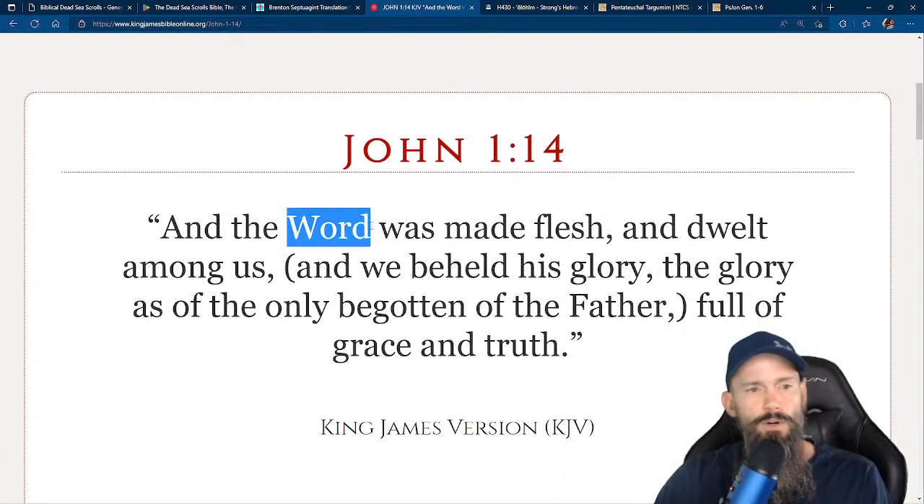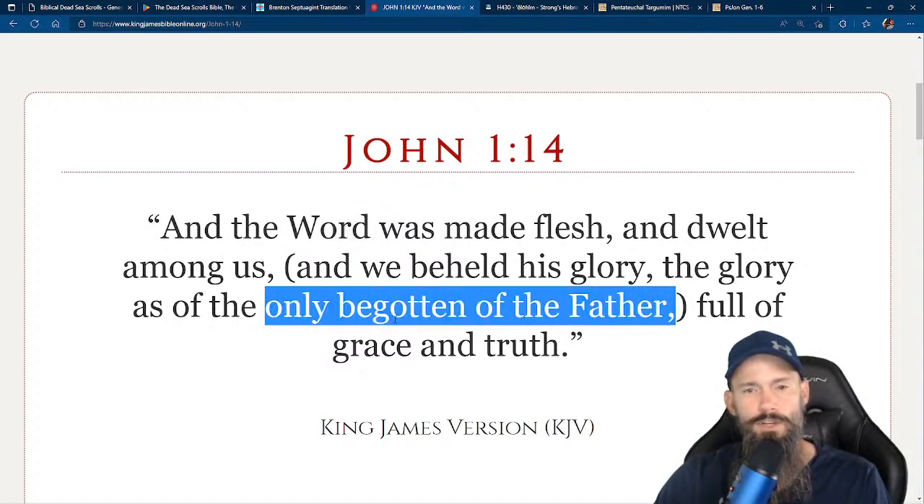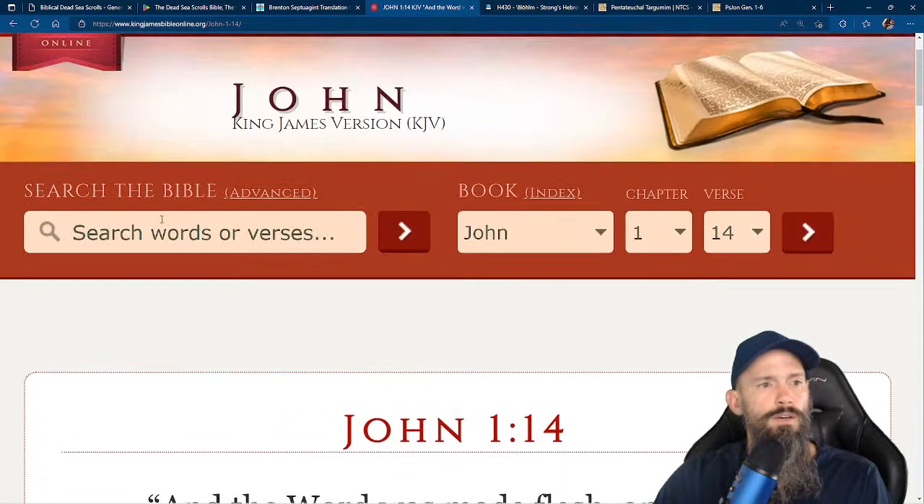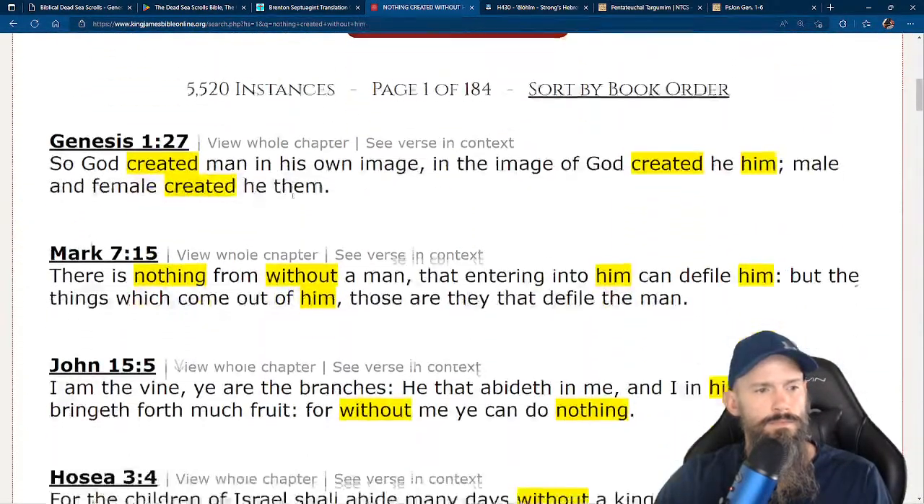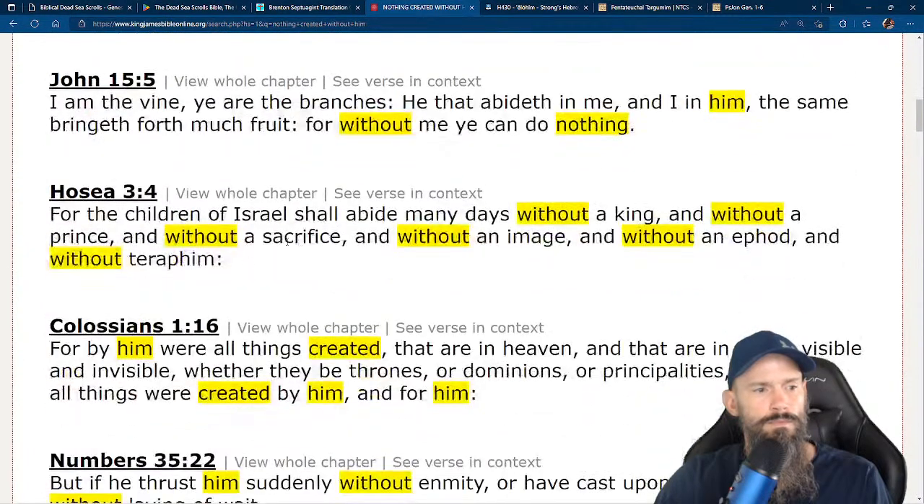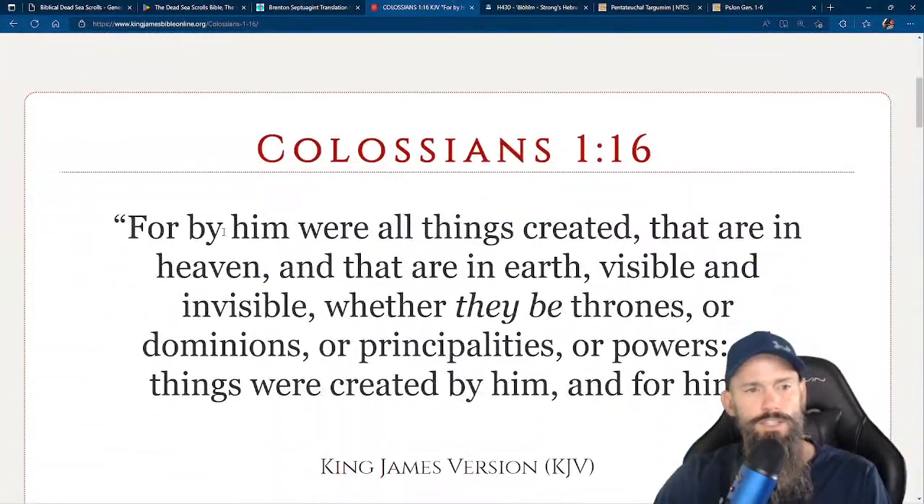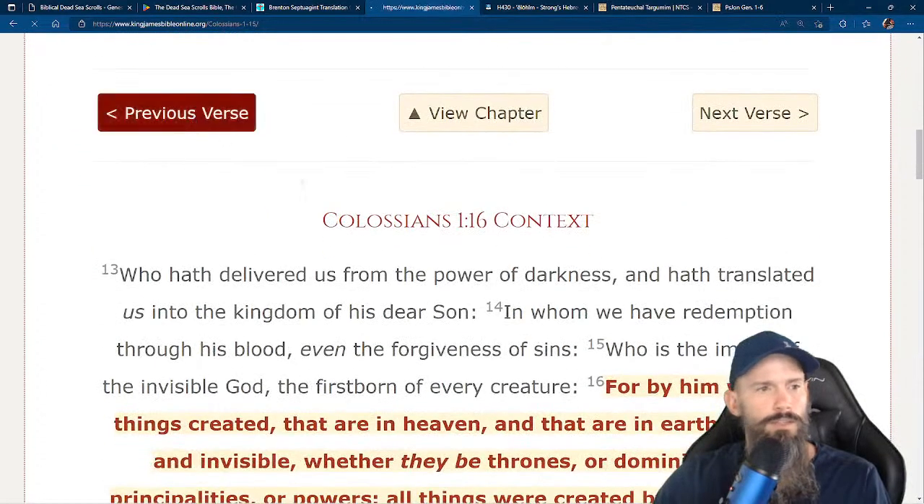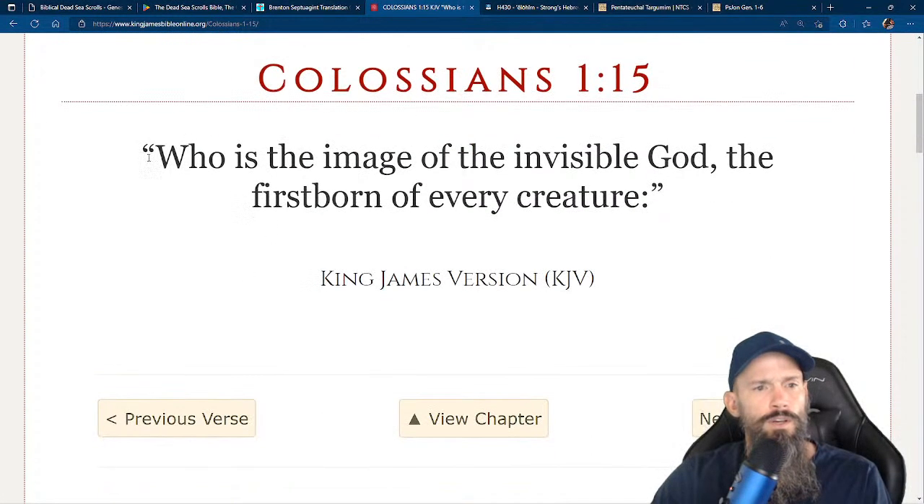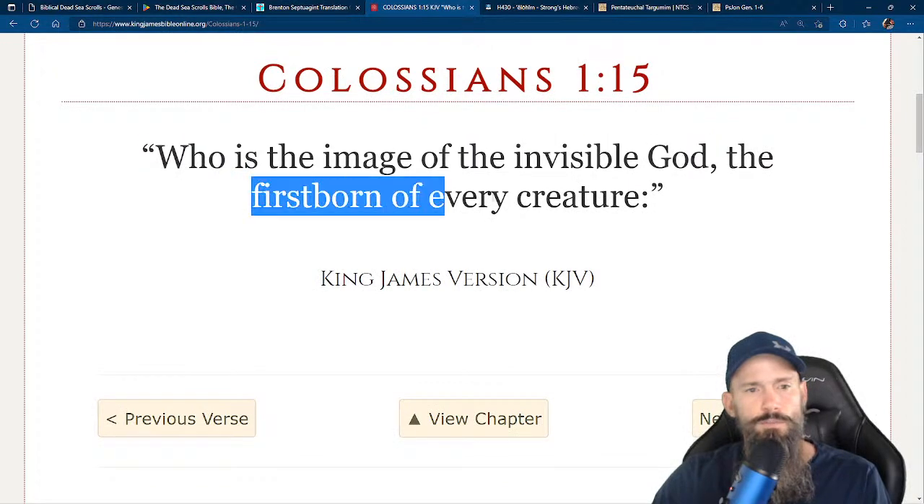John 1:14, and the Word was made flesh and dwelt among us, and we beheld his glory, the glory as of the only begotten of the Father, Son, full of grace and truth. Colossians 1:16, for by him were all things created, that are in heaven, that are in the earth, visible and invisible, whether they be thrones or dominions, principalities, powers, all things were created by him and for him. I should have started with the verse before. Who is the image of the invisible God, the firstborn of every creature.